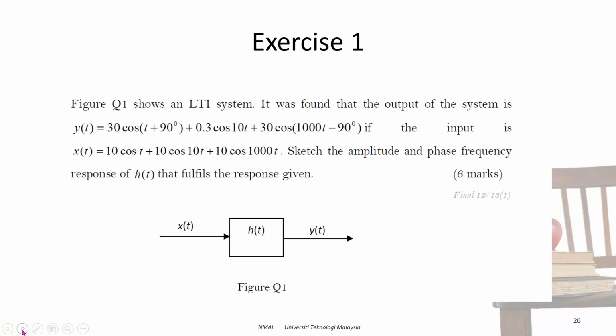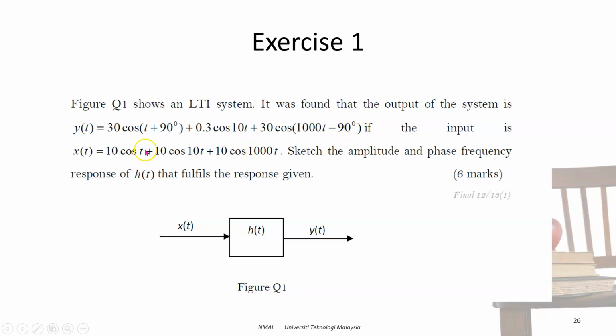Now we'll look at exercise 1. This is from the final exam in 2012 and 2013, semester 1. Figure 1 shows a linear time invariant system. It was found that the output of the system is y(t) equal to 30 cos(t + 90 degrees) plus 0.3 cos 10t plus 30 cos(1000t minus 90 degrees).